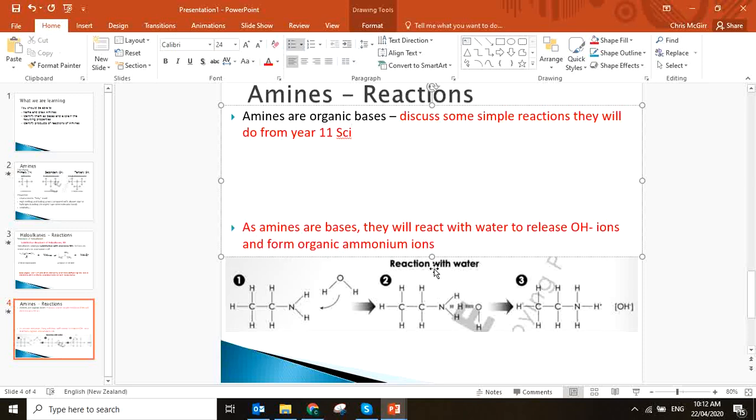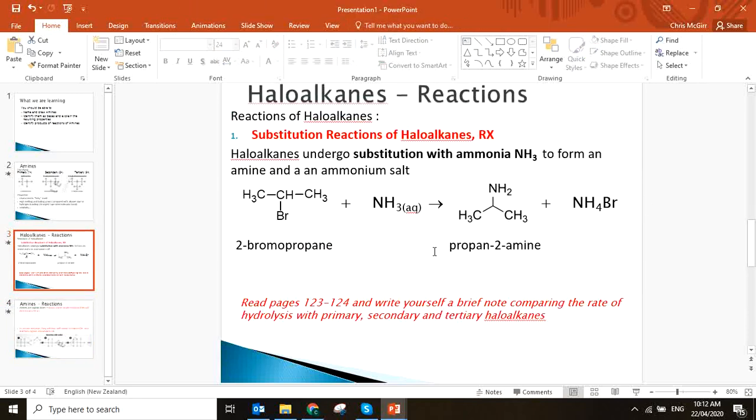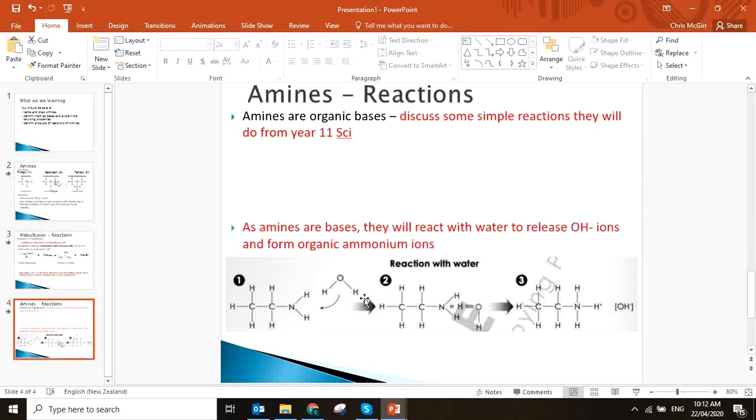Next thing, so reactions of them. The main reactions that we cover, other than the formation as we see here with haloalkanes, the main reaction that we see is their reactions as bases. So from year 12, you'll know about acids and bases being proton donors and proton acceptors. So if amines are bases, they accept protons from acids.